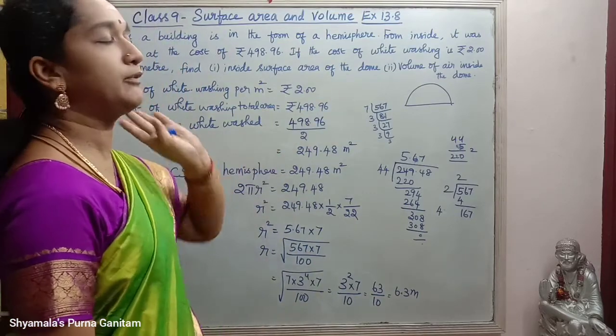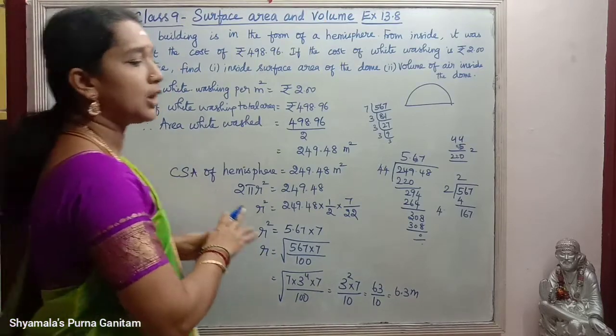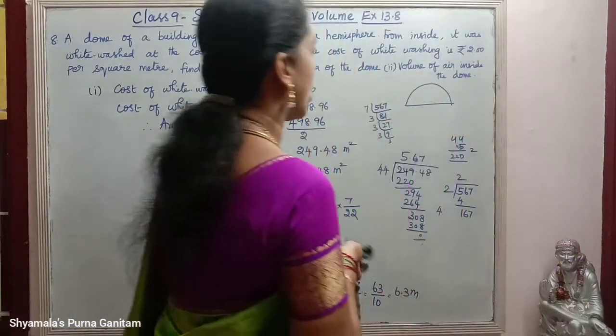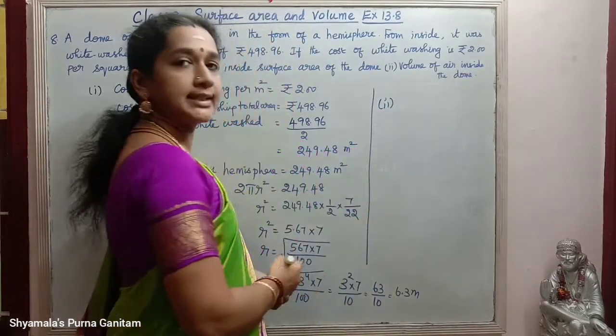Now we have to find the volume of that. So this is the curved surface area. Now we will find the volume of this, the volume of the air inside the dome.